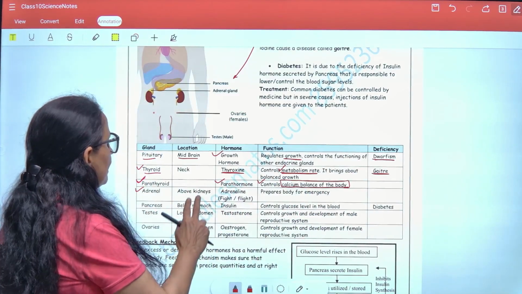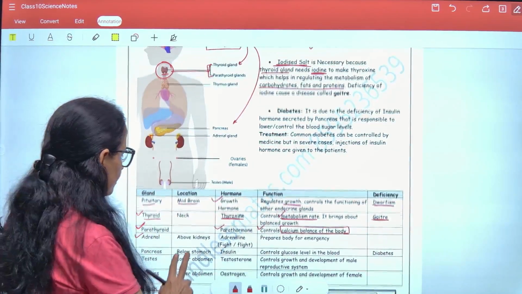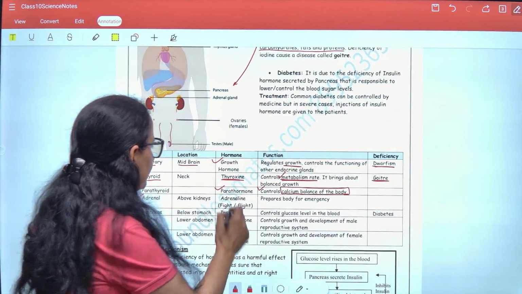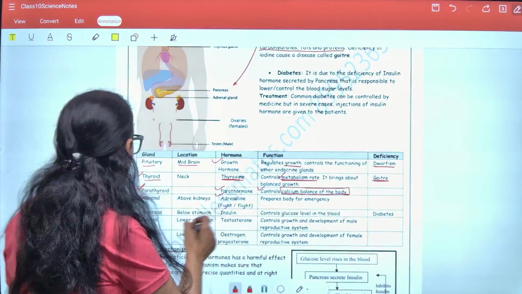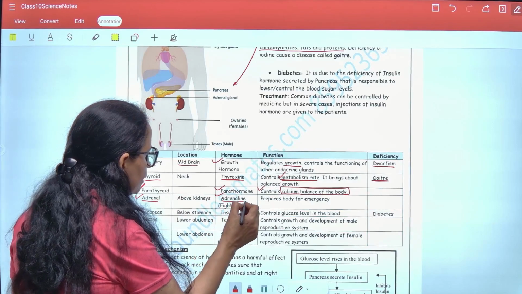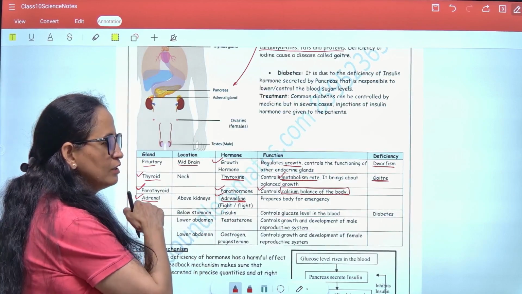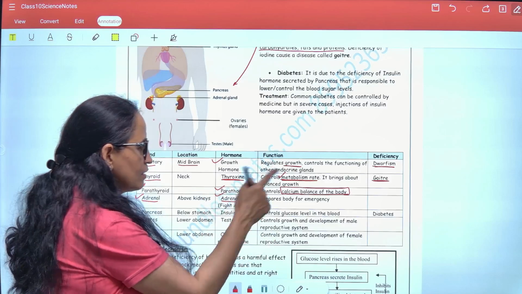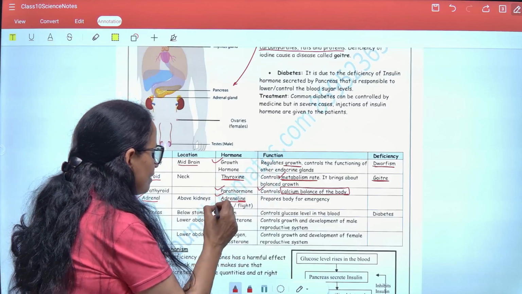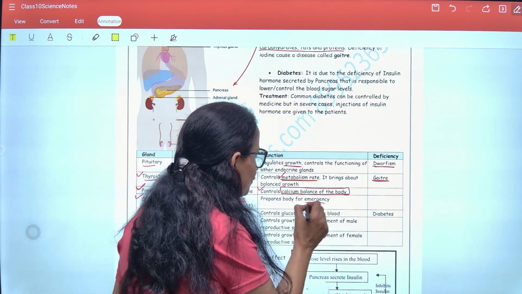Next is the adrenal gland, located just above the kidneys. So these two are adrenal glands. Adrenaline is the name of the hormone. Look at the spelling, adrenal and adrenaline. So don't write wrong spellings. Adrenal is the name of the gland. Adrenaline is the name of the hormone. This is a fight or flight hormone that prepares the body for emergency situations.